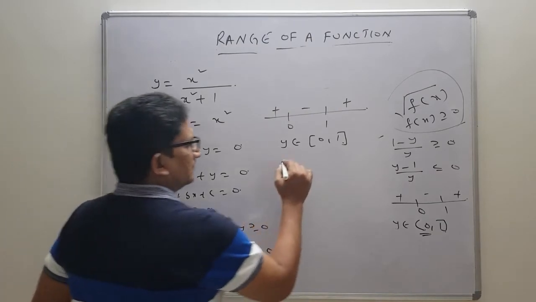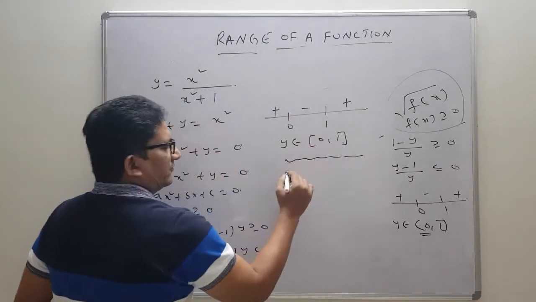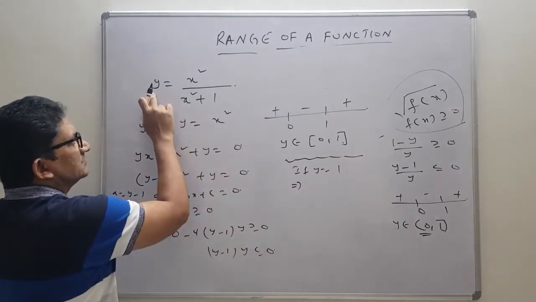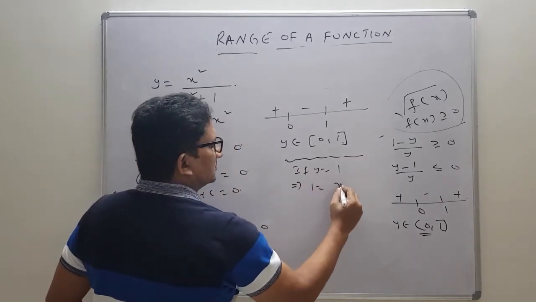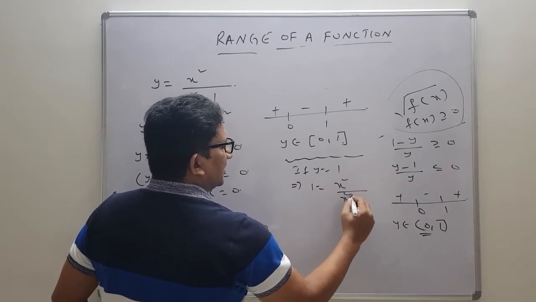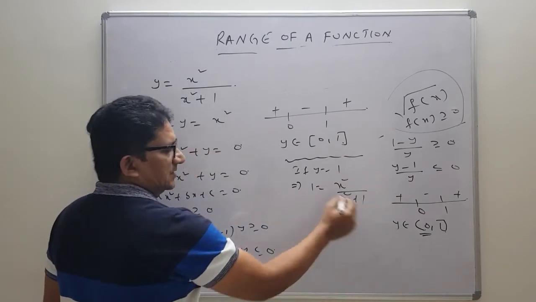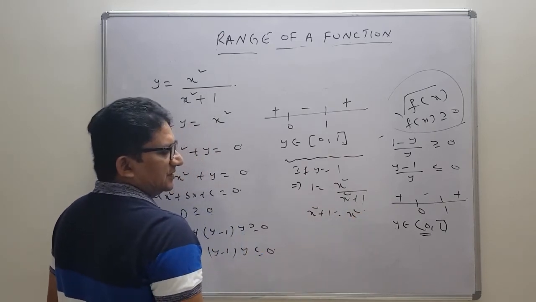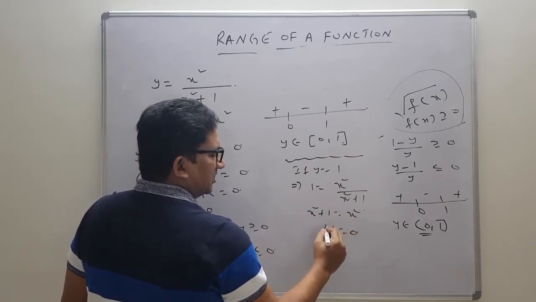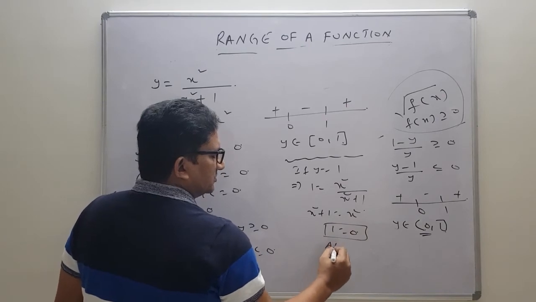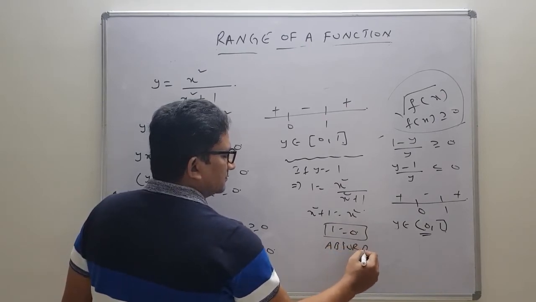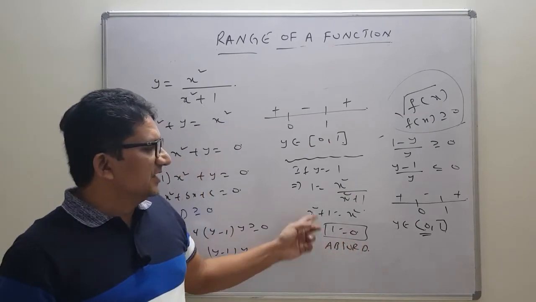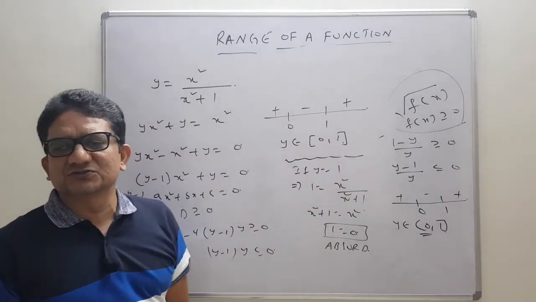How to check? See, if y equals 1, so y means this one, that means 1 equals x square divided by x square plus 1. If you cross multiply, you will get x square plus 1 equals x square. That means what we are getting? 1 equals 0. 1 equals 0 is absurd. It indicates that y cannot be equal to 1.